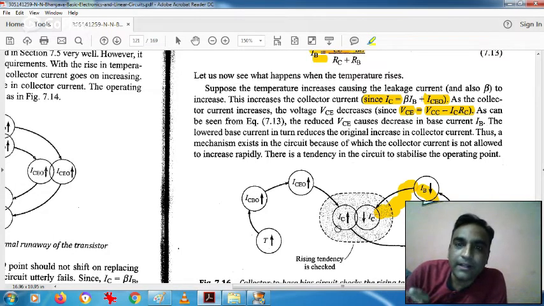So ultimately, due to temperature, IC was increased. Due to that, ICEO was increased. ICEO has incremented the IC. If IC has increased, ICEO has increased. But if IC increases, VCE goes down.